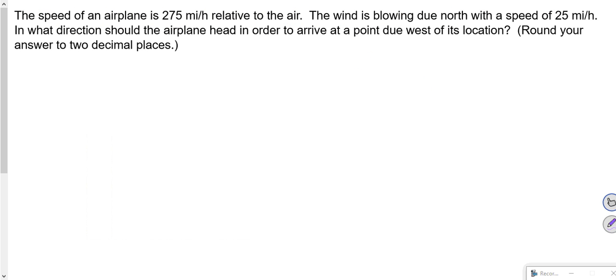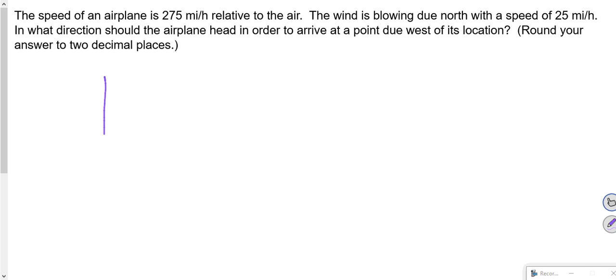Next one. The speed of an airplane is 275 miles per hour relative to the air. The wind is blowing due north with a speed of 25 miles per hour. In what direction should the plane head in order to arrive at a point due west of its location? Round your answer to 2 decimal places. Okay, now, this one's kind of a doozy.